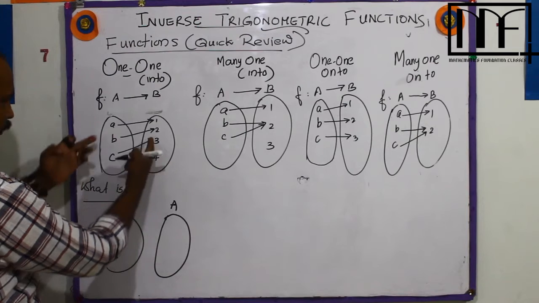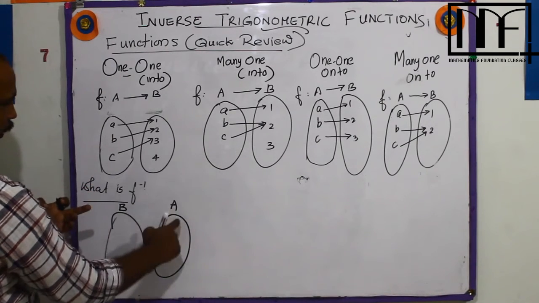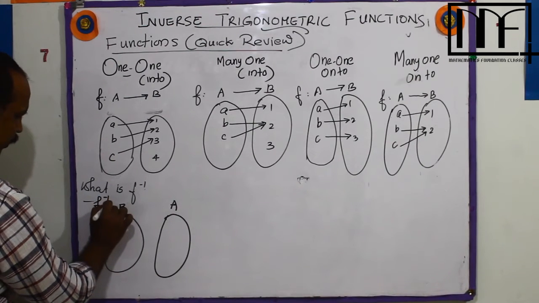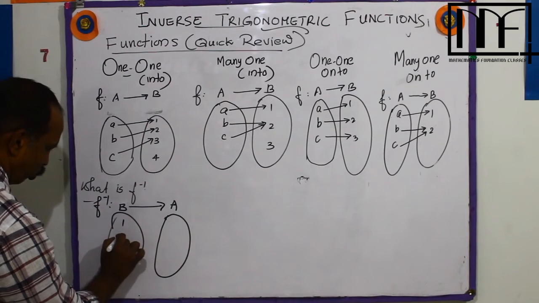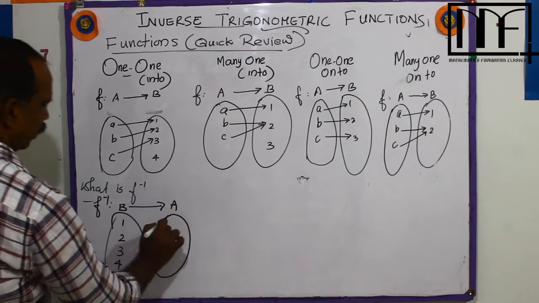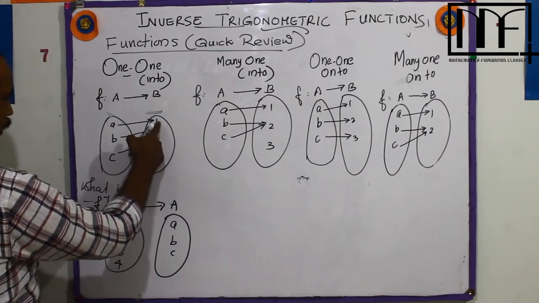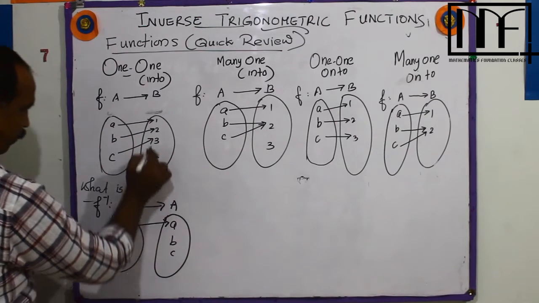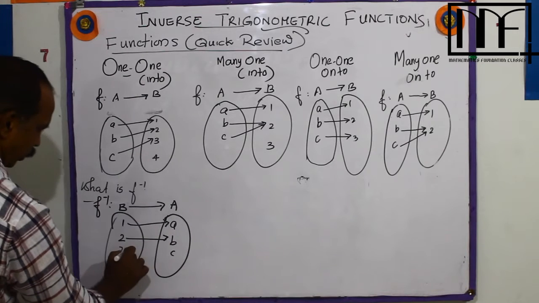But in the inverse function, we switch that: B will come to the domain set and A will come to the codomain set. So it is an inverse function. The inverse function is from B to A. So all the elements 1, 2, 3, 4 are in the codomain, and the elements of the domain are A, B, C. Now 1 will be connected to A, 2 is connected to B, and 3 is connected to C.